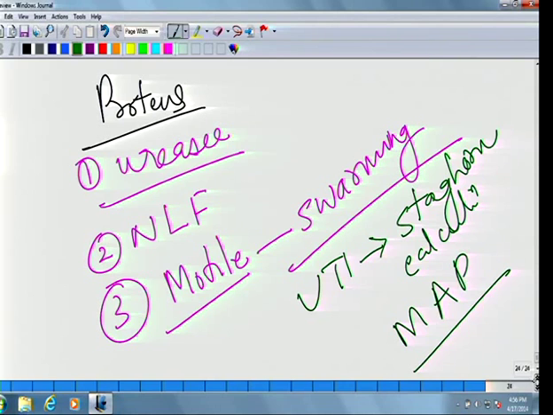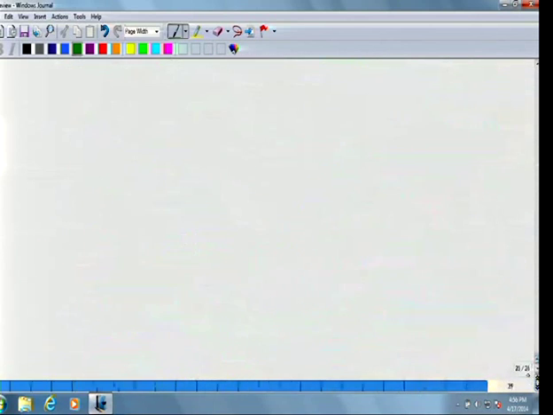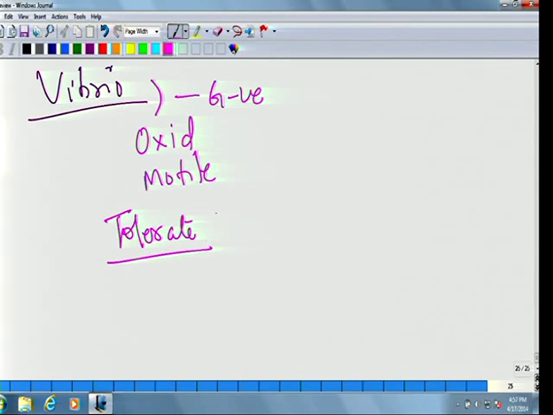Okay. Then we're looking at Vibrio. Now in Vibrio, it's a gram-negative comma-shaped bacteria. Gram-negative, oxidase positive, motile, and one important characteristic is that it can tolerate salt. Okay, that's why it is a marine bacteria. Tolerate salt, so it's mainly a marine bacteria.